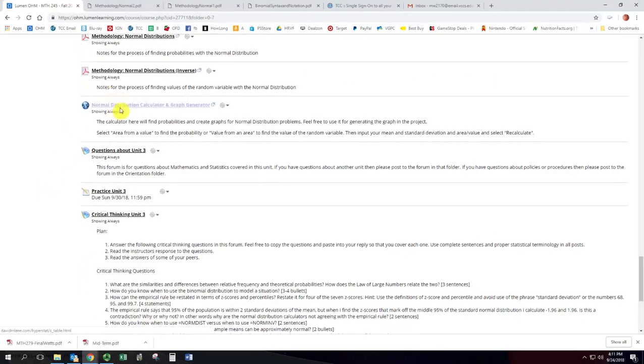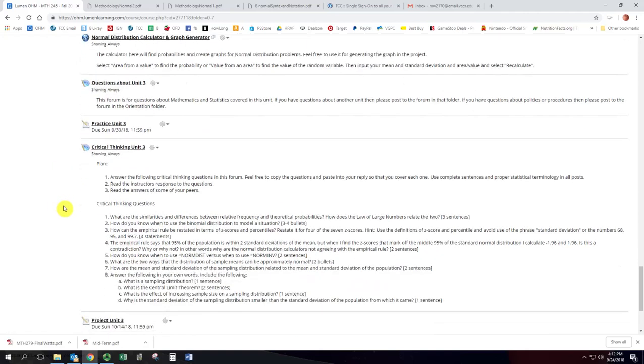All right, and then of course you can get a nice normal distribution graph generator for producing those graphs, because they are kind of a pain to produce with Excel. The questions about Unit 3 folder should be then linked to the practice, and if you have any questions about that, you can post them there. Then you're ready for the practice Unit 3, assuming you've done well on the review of Unit 2.